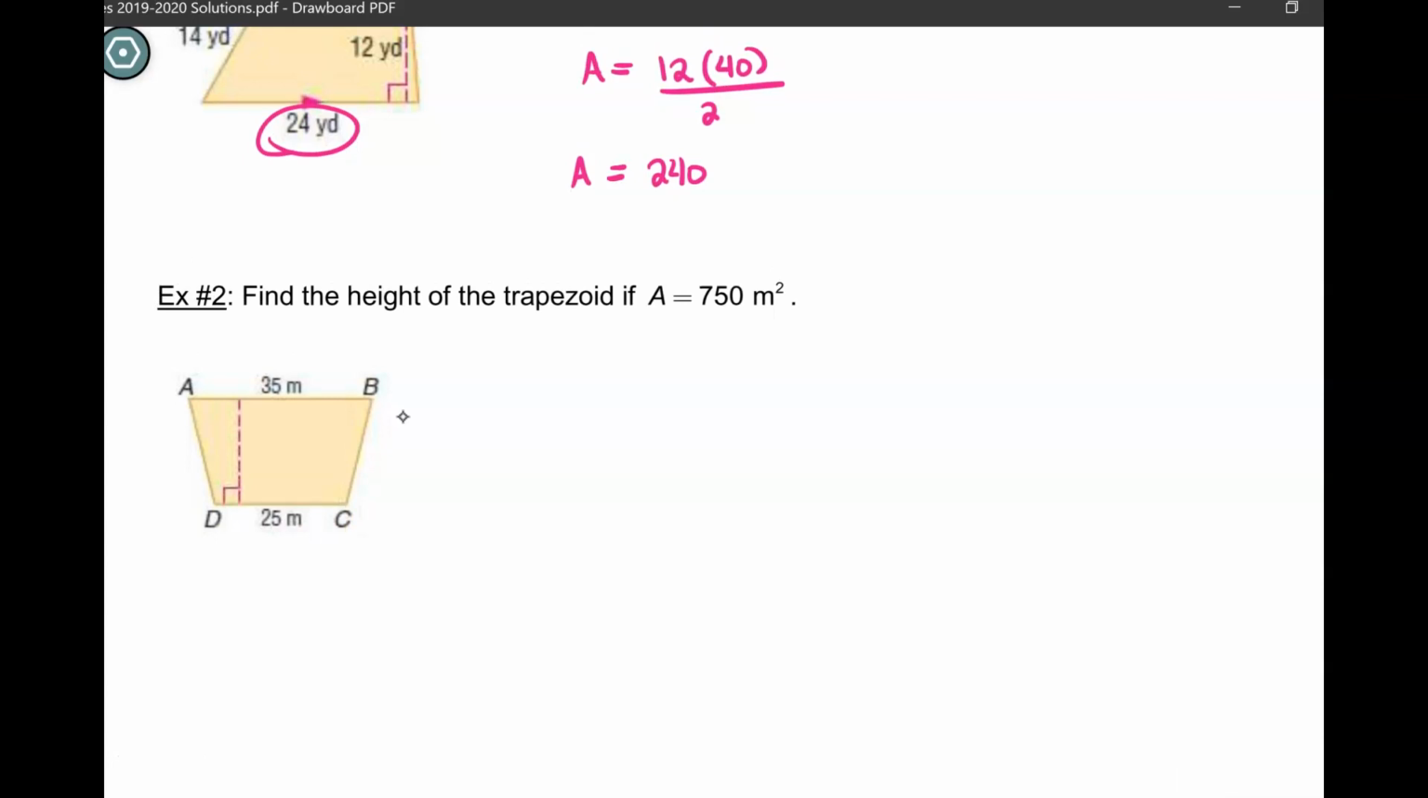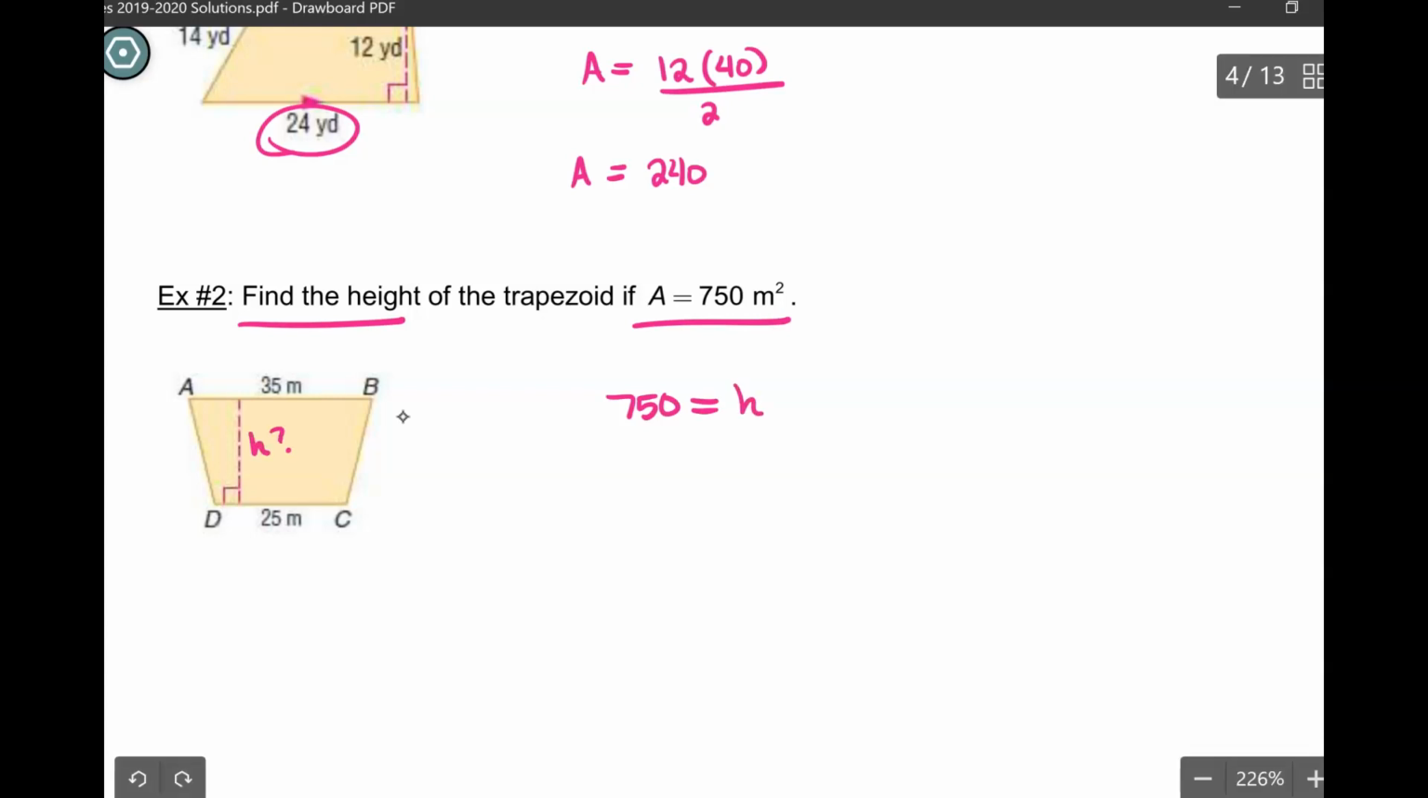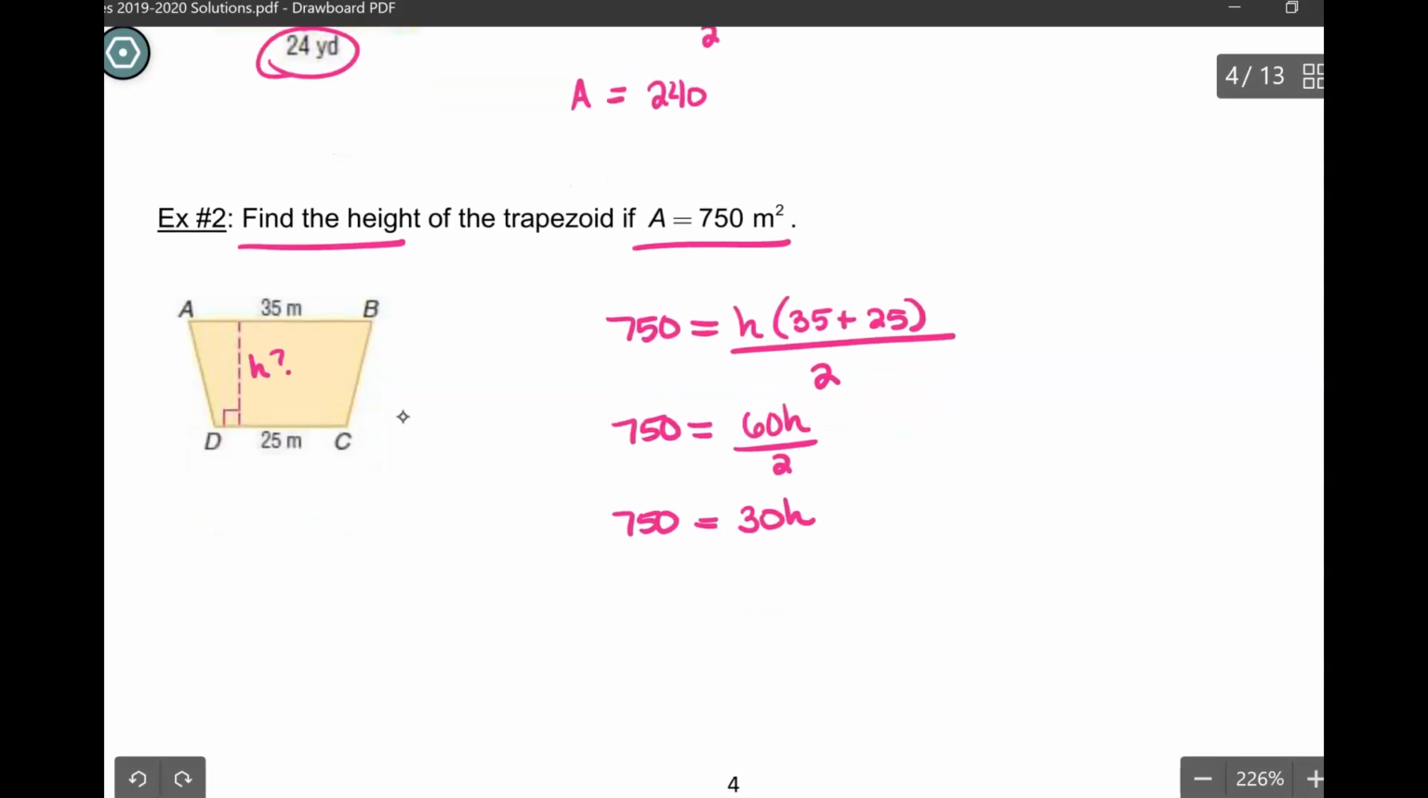Okay, example 2, we want to find the height if we know the area. So area, A equals, H is what we don't know, times base 1 plus base 2. And it doesn't matter which one you make base 1 and base 2, it's irrelevant. You can put the 35 as base 1, or you can make the 25 as base 1. And we want to divide that all by 2. So 35 plus 25 is 60. So I have 60h over 2, which would just simplify to be 30h. And then if I divide both sides by 30, we get 25. And that'll be 25 meters.